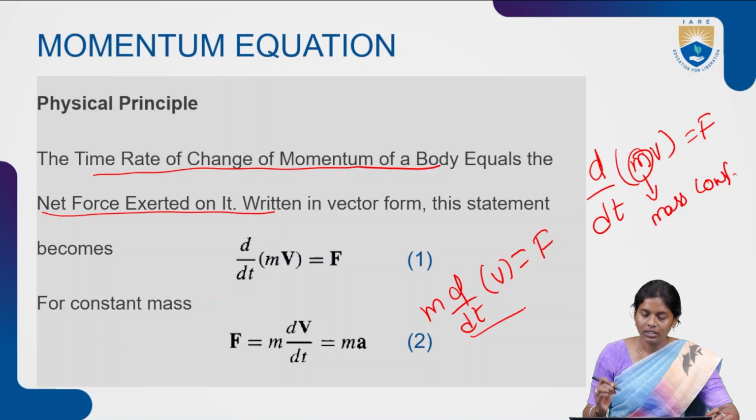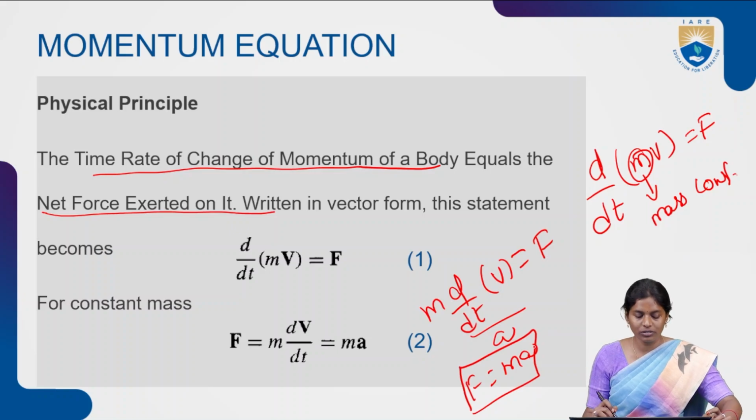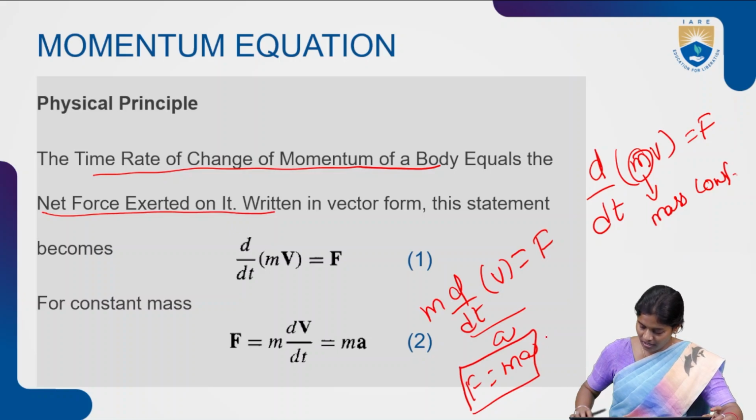So what we know, dv by dt, that is velocity with respect to time, we call an acceleration, right? So F equal to m into a. F equal to m into a is nothing but Newton's second law, right? So this momentum equation gives us Newton's second law of motion, that is, force equal to mass into acceleration.